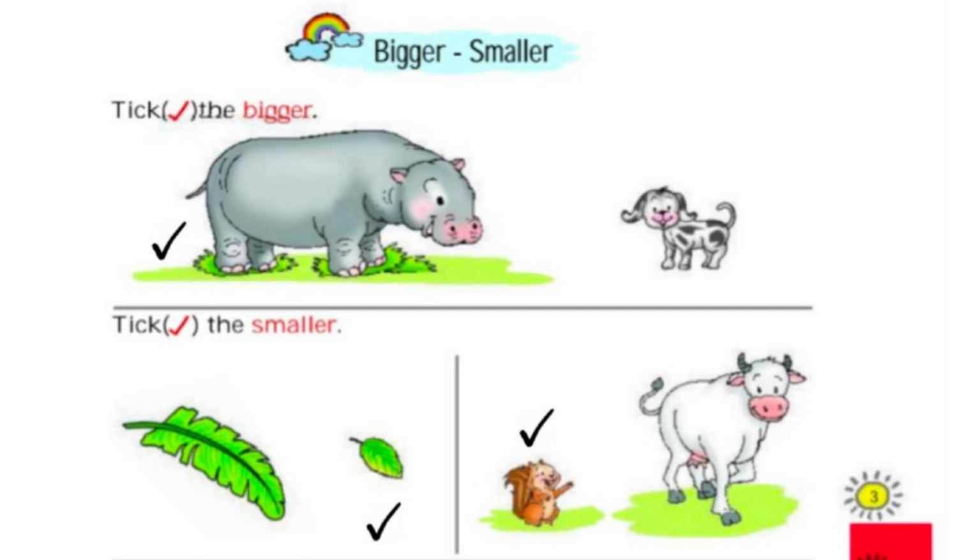Tick right the smaller. There are two leaves. The second leaf is smaller than the first leaf. Let's see the another example. There are two animals, squirrel and the cow. The squirrel is smaller than the cow. Let's see the another example.